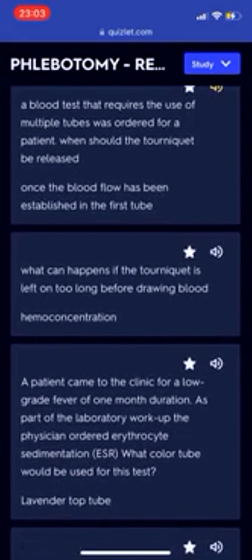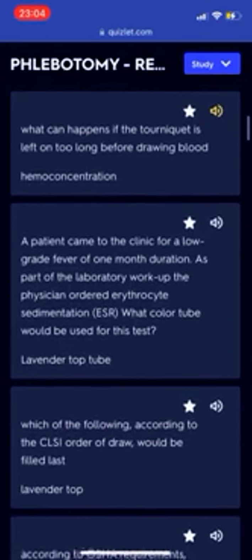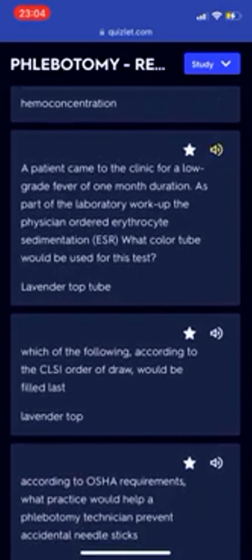A blood test that requires the use of multiple tubes was ordered for a patient. When should the tourniquet be released? Once the blood flow has been established in the first tube. What can happen if the tourniquet is left on too long before drawing blood? Hemoconcentration. A patient came to the clinic for a low-grade fever of 1 month duration.